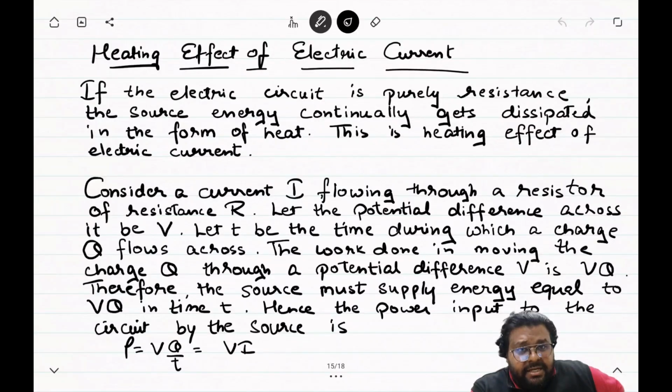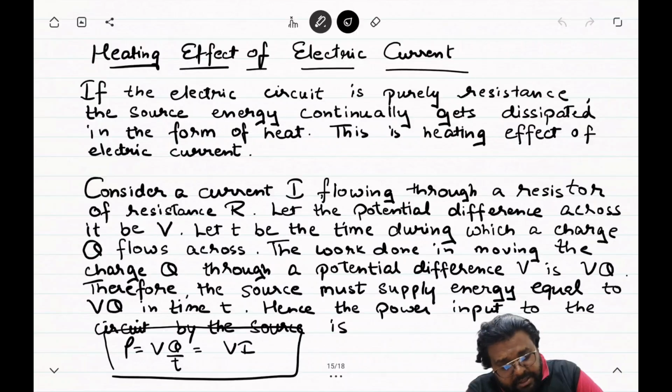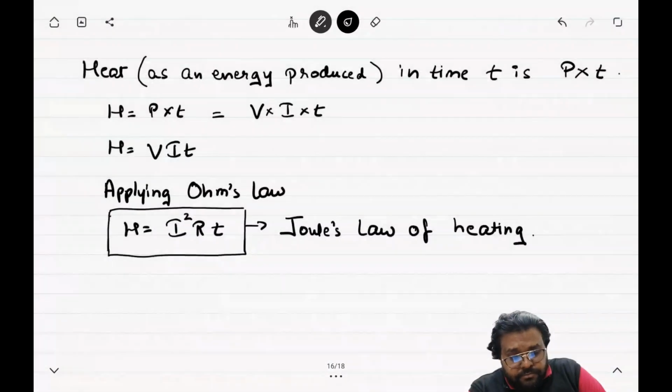Suppose current I is flowing through a resistor of resistance R, and the potential difference applied is V. The time taken by the traveling charges is T, and Q amount of charge flows through it. The total work done to move that charge is W joules, so the power input to the circuit would be V into Q by T, that means V into I. So the power in any particular component of a circuit is V into I.